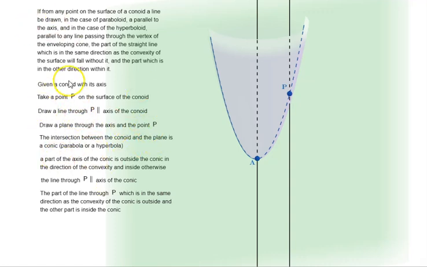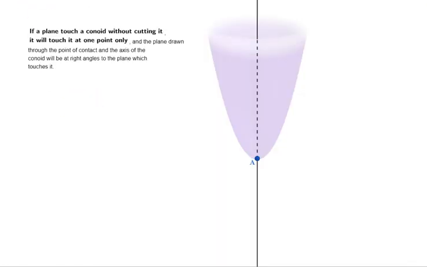Now let's look at the second. The proposition says: if a plane touch a conoid without cutting it, it will touch it at one point only, and the plane drawn through the point of contact and the axis of the conoid will be at right angles to the plane which touches it. Again, here also there are two parts, so take it one by one.